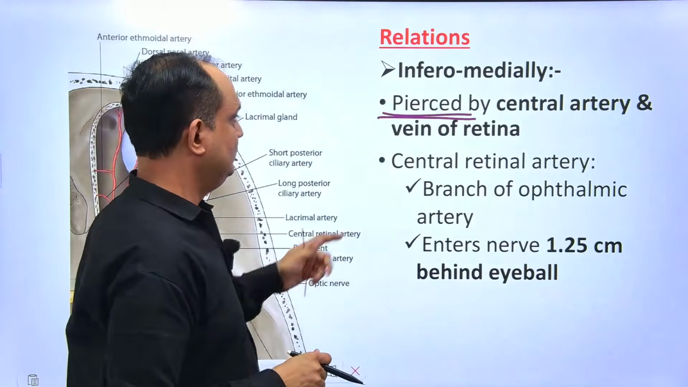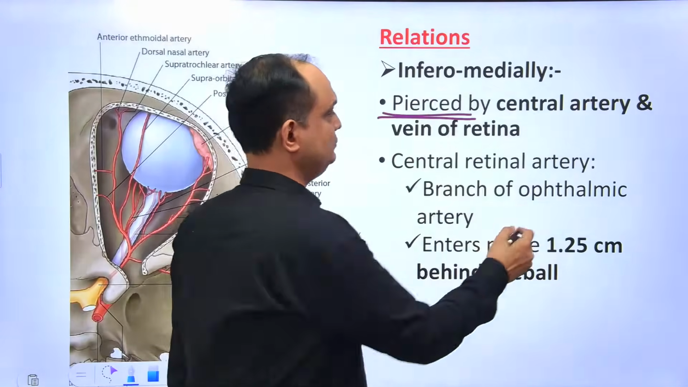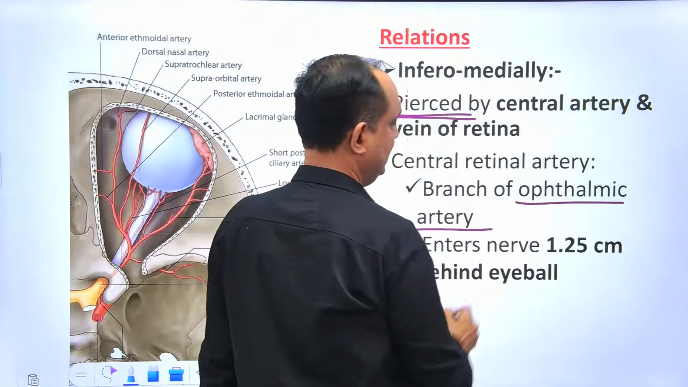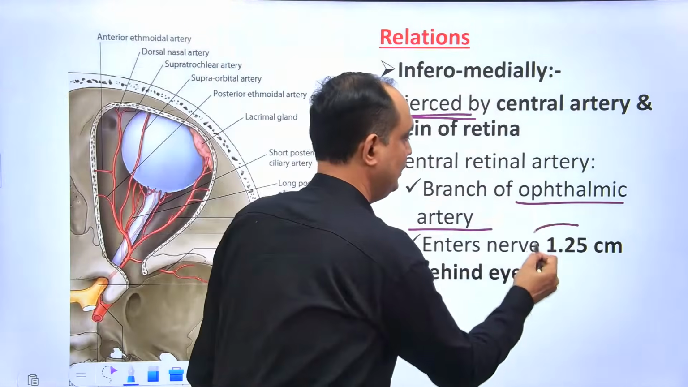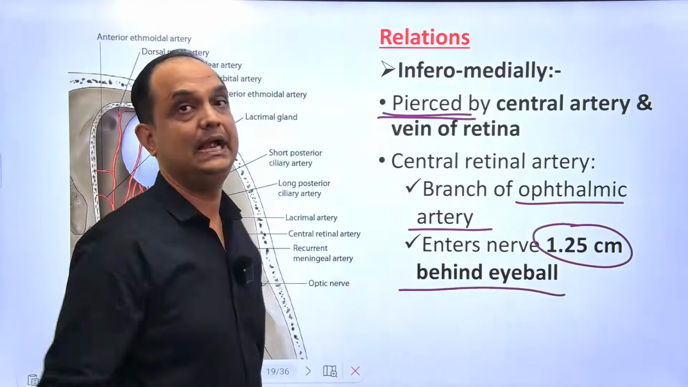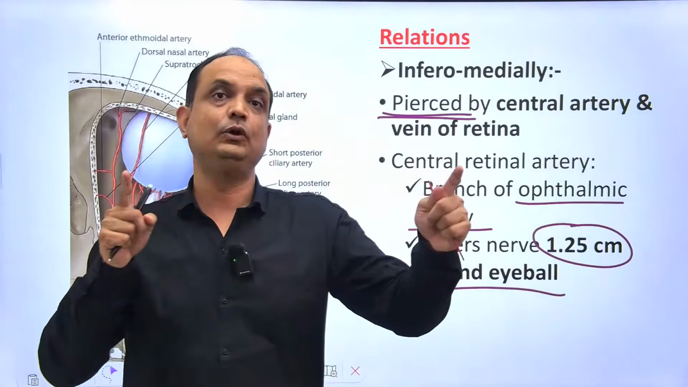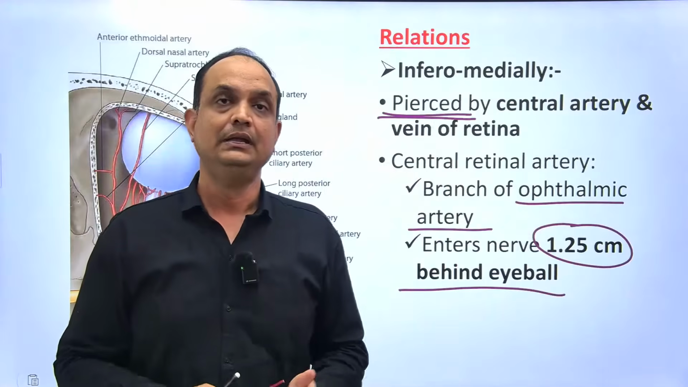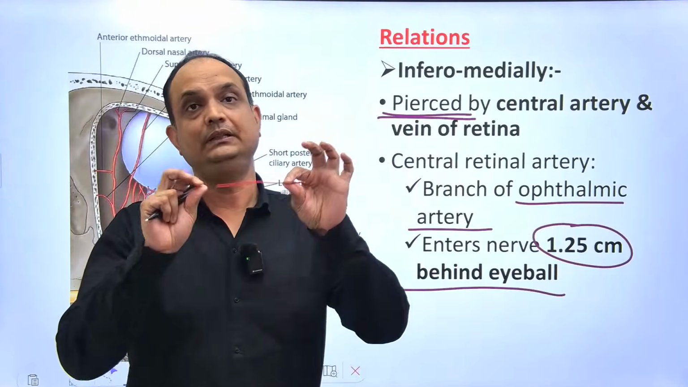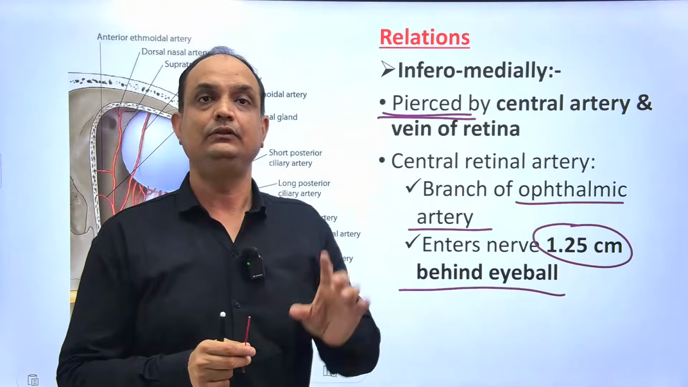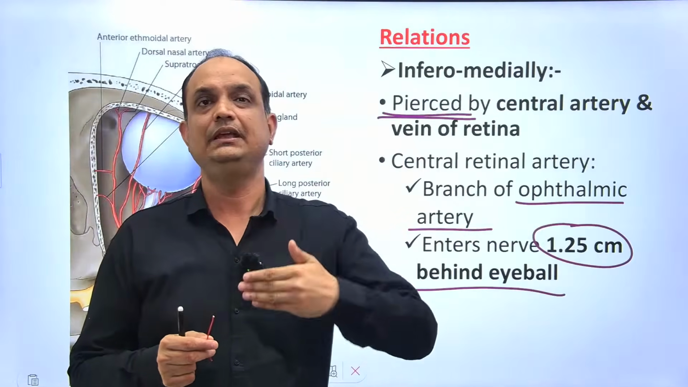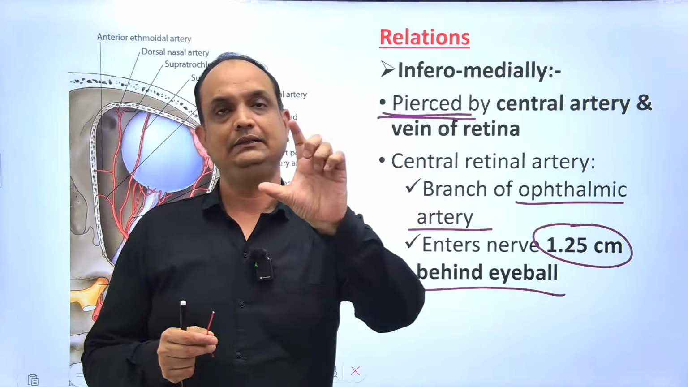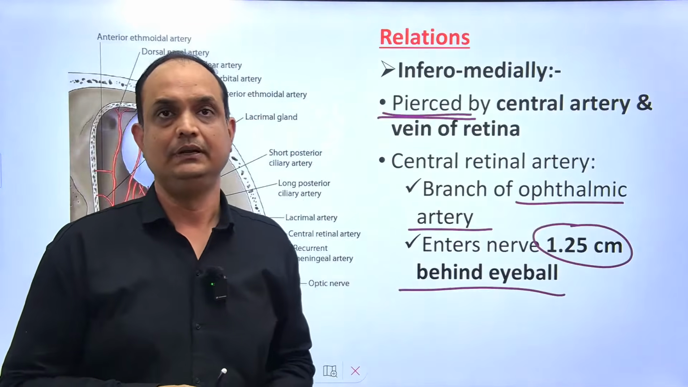Clear? Now the central artery of the retina is a branch of the ophthalmic artery, and at what point does it enter the nerve? The answer is 1.25 centimeter behind the eyeball. That means your whole length is around 5 centimeter, so the artery is not present in the whole 5 centimeter. It is only present in the distal-most part, the area near the eyeball, and that is around 1.5 centimeter. Clear? Now we'll move to the next point.